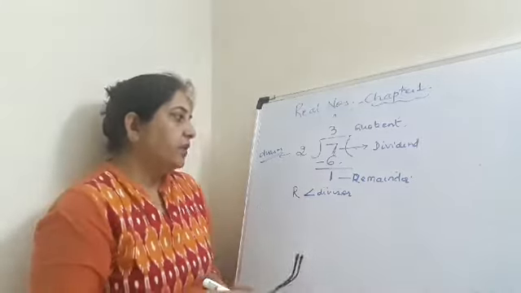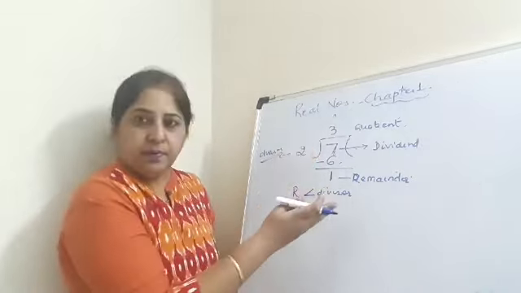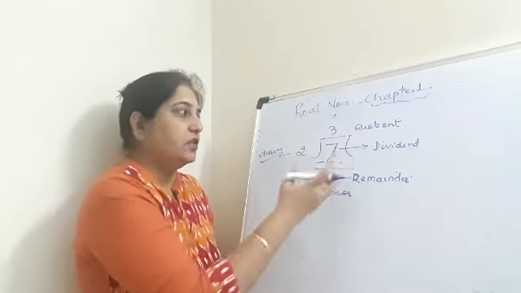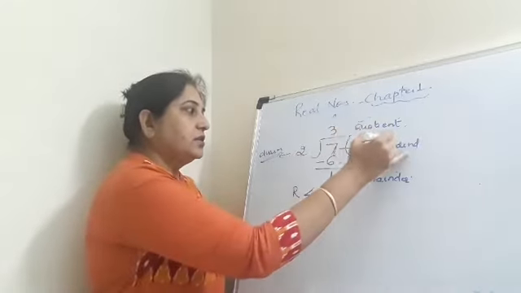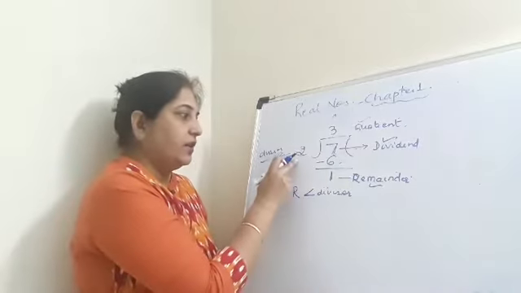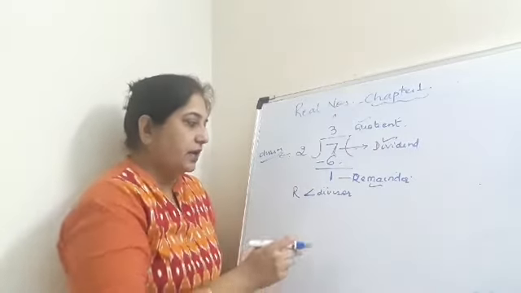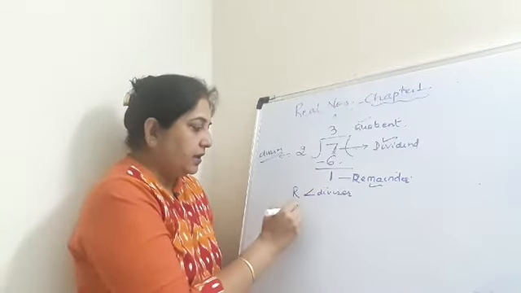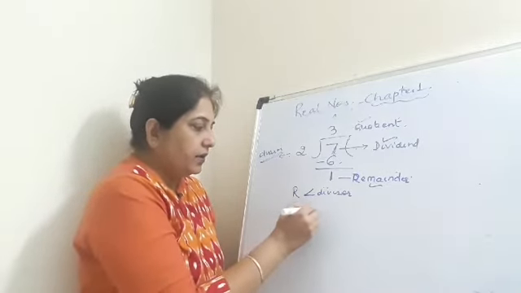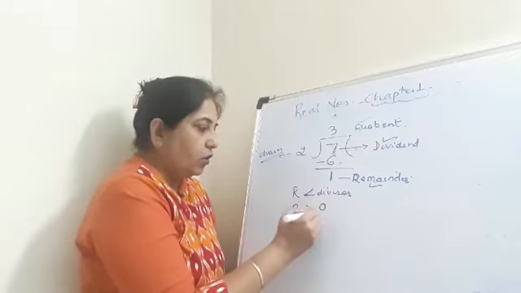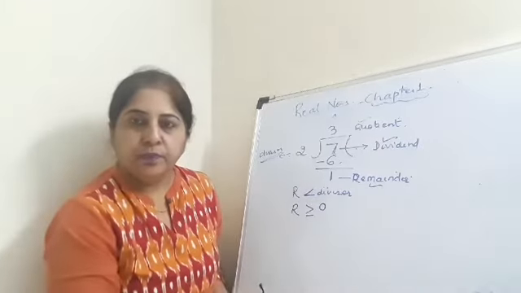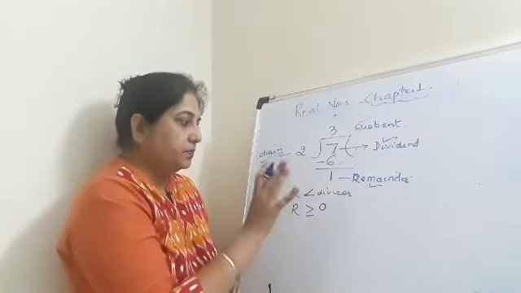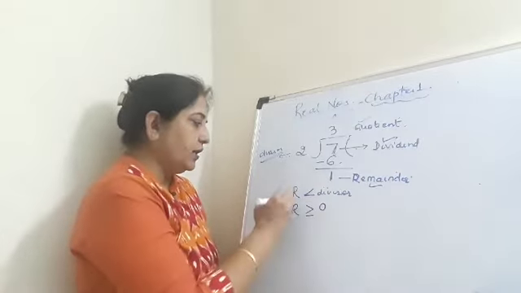Number one, when we divide, we go step by step. This is called an algorithm. So this is the division algorithm. This is the quotient, this is the dividend, this is the remainder, and this is the divisor. You will always notice that the remainder is always less than the divisor, and the remainder is always greater than or equal to 0. So you know these steps now, and remember these two conditions.